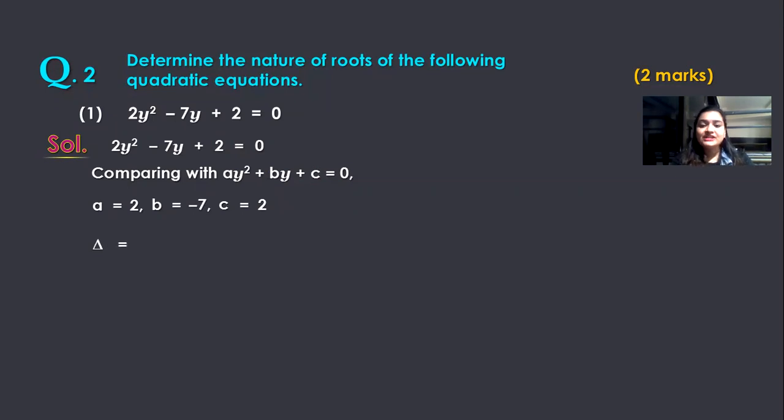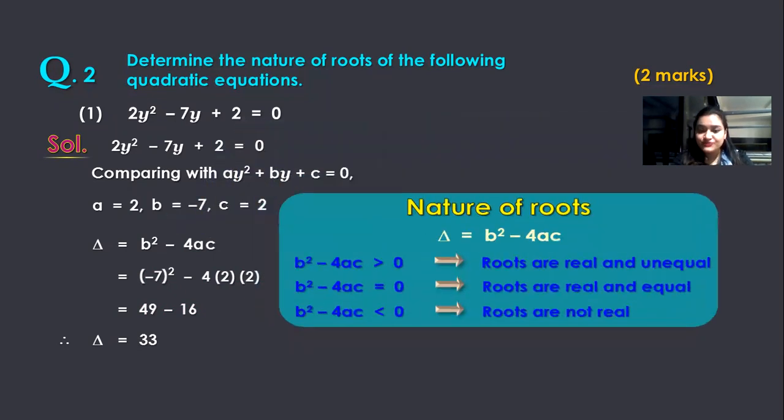Now I'll find out the discriminant that is b square minus 4ac. B square will be replaced by minus 7 the whole square, minus 4, a will be replaced by 2 and c will be replaced by 2. Minus 7 square is 49. 4 twos are 8, 8 twos are 16. 49 minus 16 will give you 33. Now guys, over here 33 is the answer of b square minus 4ac.